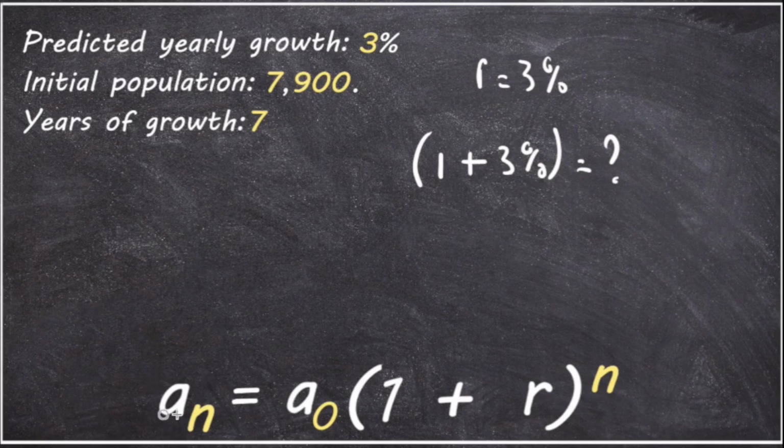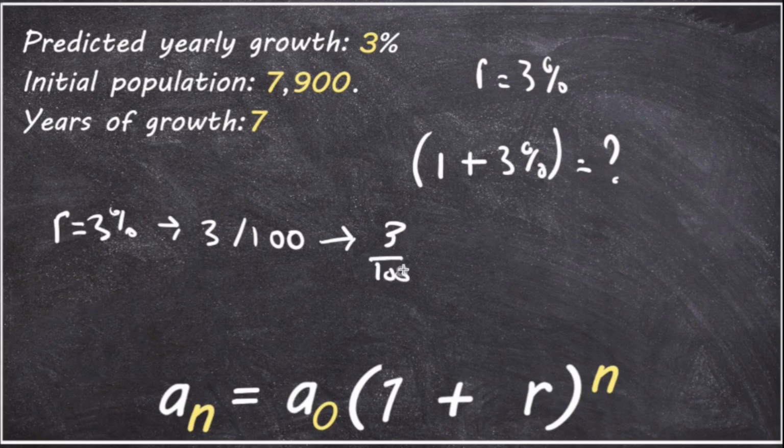Because the final result we need is a numeric result, this sum needs to be a number, so we need to convert the percentage expression into a number. Well, R is 3%, and 3% is just 3 out of 100, but that can be rewritten as a fraction, which is 3 divided by 100, and that equals 0.03. So the expression on the right hand side of the bracket can be rewritten as 0.03.